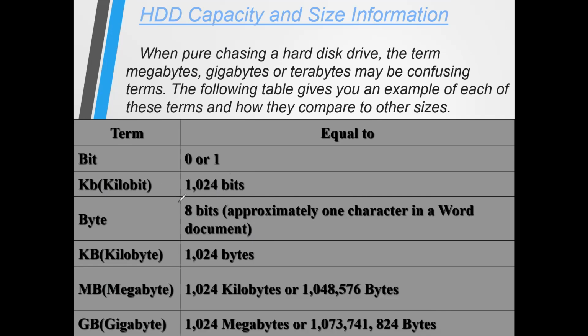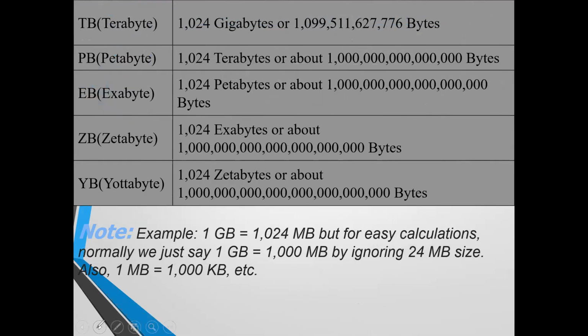8 bits will give us a byte. 1,000 bytes will give us 1 kilobyte. 1,000 kilobytes give us a megabyte. 1,000 megabytes give us 1 gigabyte. We go on. 1,000 gigabytes give us a terabyte. 1,000 terabytes give us a petabyte. 1,000 petabytes give us an exabyte. 1,000 exabytes give us a zettabyte. 1,000 zettabytes give us a yottabyte. That is where we are. Yottabytes, look at the number of zeros. Ooh, and they go on and on.